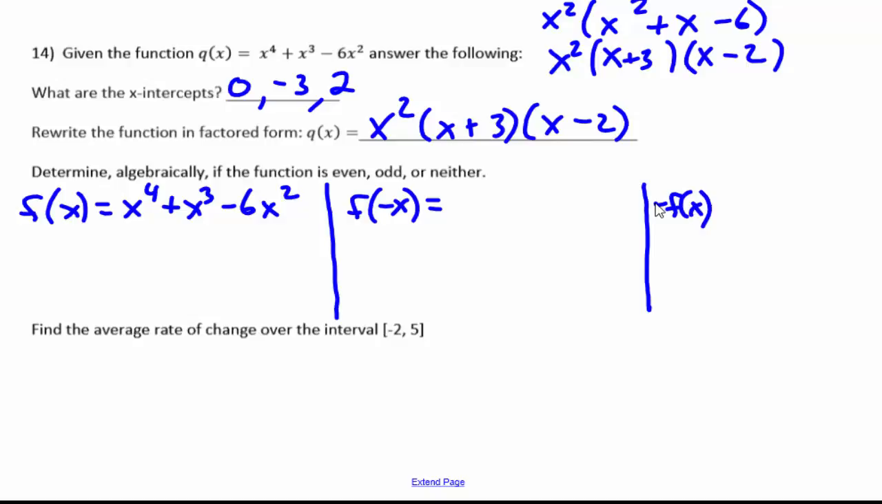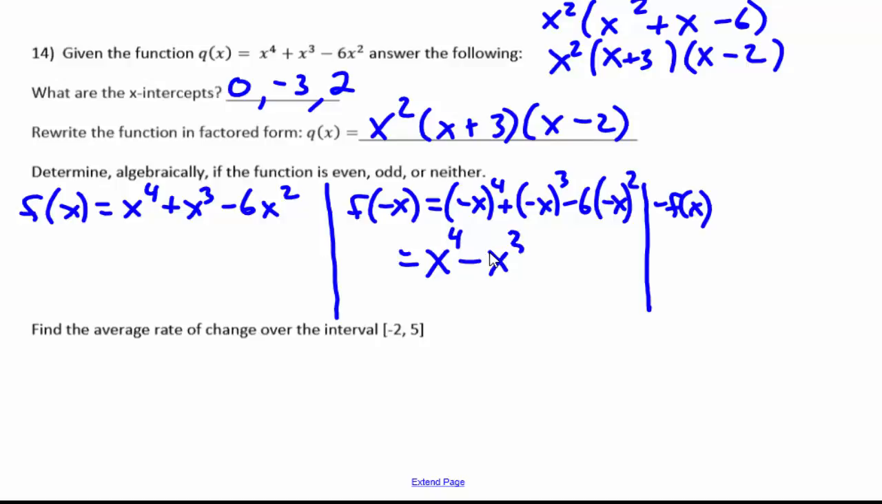All right, so f of negative x just means plug in negative x for x. So it's going to be negative x to the 4th plus negative x to the 3rd minus 6 times negative x squared. Remember, if you're raising to an even exponent, it becomes positive. So this is going to be just plain old x to the 4th. Negative x to the 3rd is going to be negative x to the 3rd.